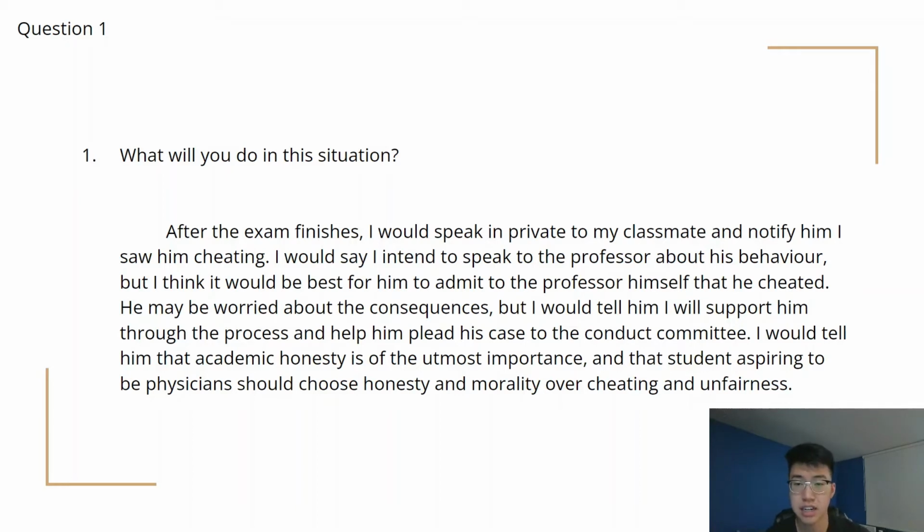And so the key characteristics that I described in my actions here are empathy, because we show compassion and support to our classmate, and we essentially allow them to confess their cheating themselves, and this allows for individual growth. And we also express our commitment to ethics and professionalism within the class as fellow students.